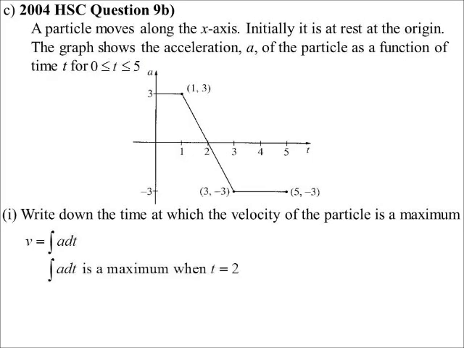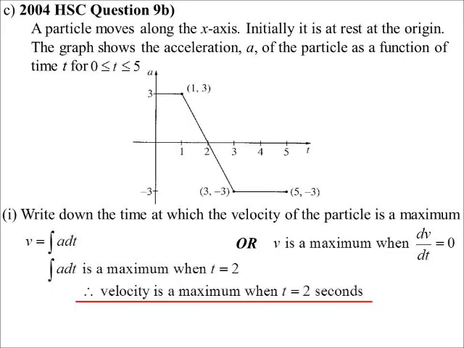It must be at t equals 2, because as soon as we go past 2, we're going to be subtracting areas. Another way of thinking about it, you could say, well, velocity is going to be a maximum when dv/dt is equal to 0. Well, dv/dt is acceleration. And again, acceleration is equal to 0 at 2. So that's another way you could think about that question. But I don't actually have to do any calculus to get the answer.